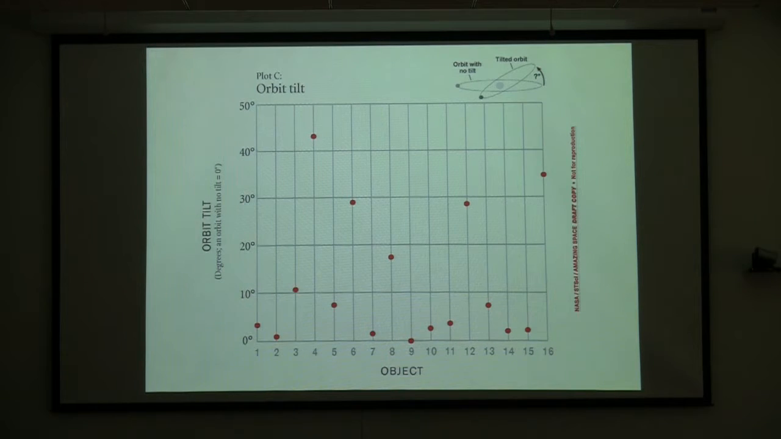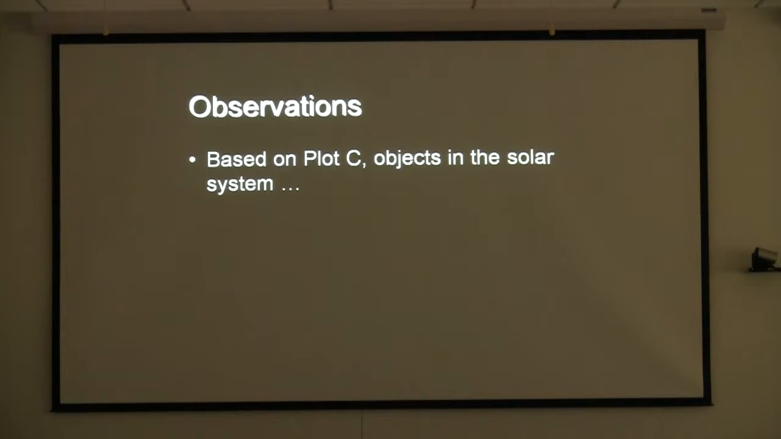All right, let's move on to the plot observation based on plot C. Objects in the solar system. You there in the polka dot, you've already said something, I'm sorry. But the gentleman next to you, how would you finish the sentence? Based on plot C, objects in the solar system.